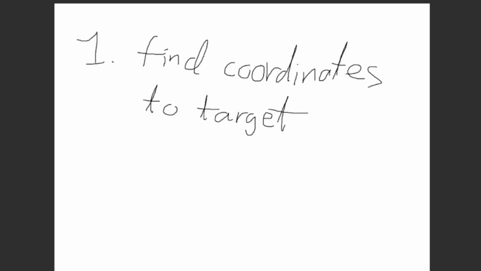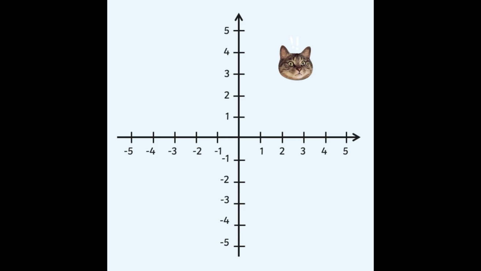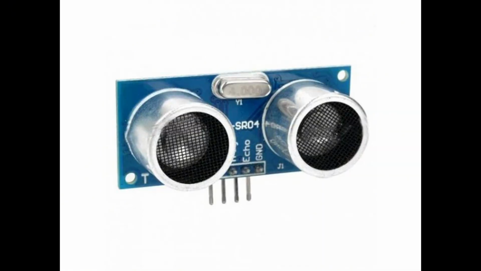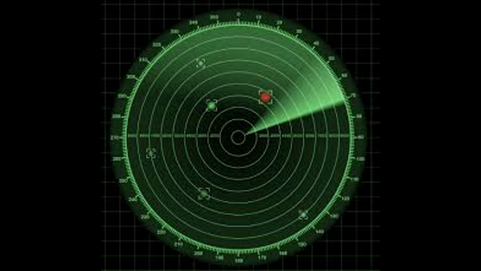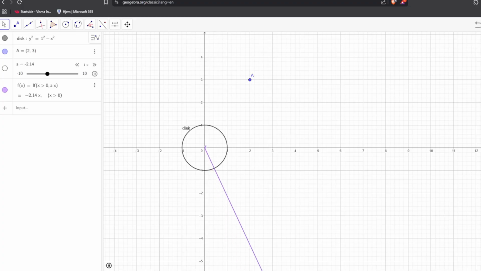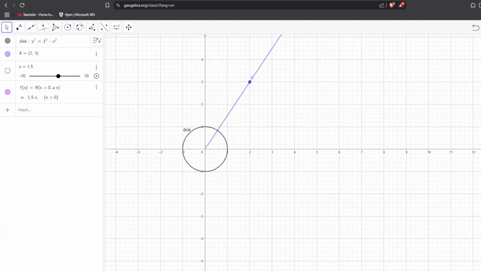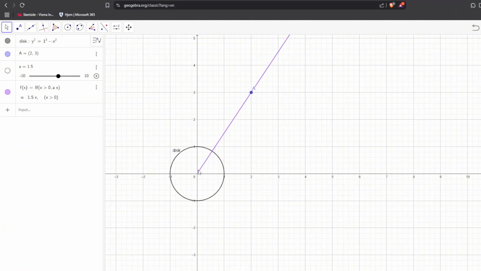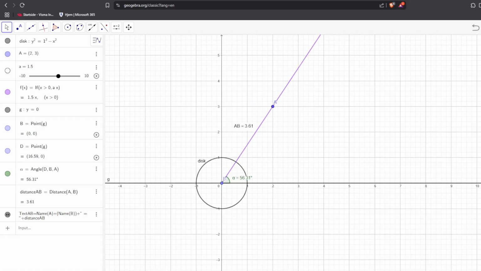The first step is to actually find the coordinates to the target. And this is probably the easiest step in this entire video. If we have any type of distance sensor on top of a servo motor, it's basically a radar. To picture this, you can look at this illustration, and it will actually stop once it finds the target, and we then know the angle to the target and the distance.